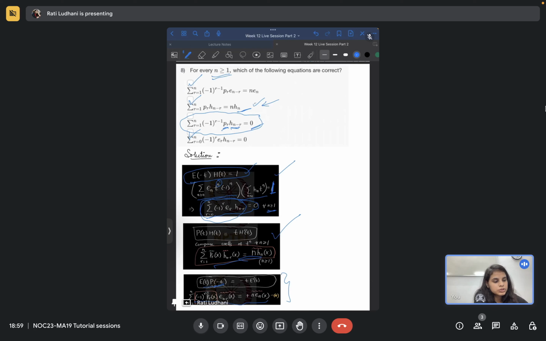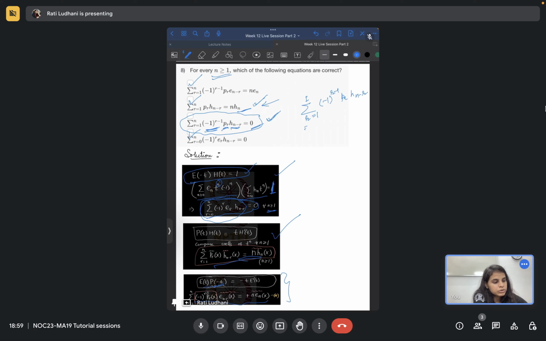We know that this is true, so whether this is true or not, we need to see, because there is this minus 1 raised to power something also. So let's say n is equal to 1, so r is equal to 1, 2 n is equal to 1, so the sum is just for 1. So minus 1 raised to power r minus 1 p r h n minus r.